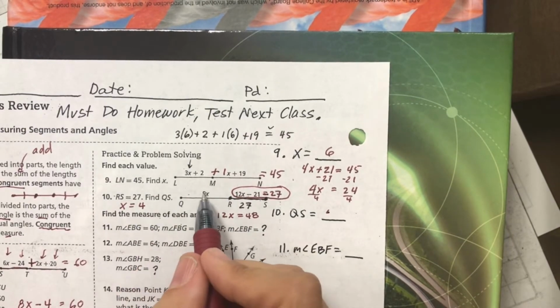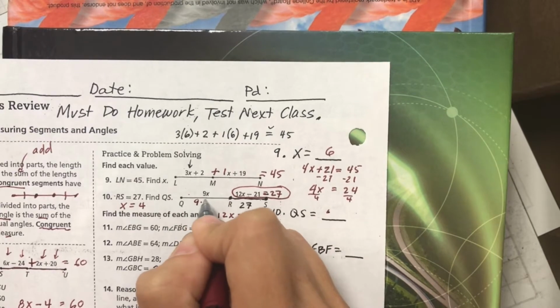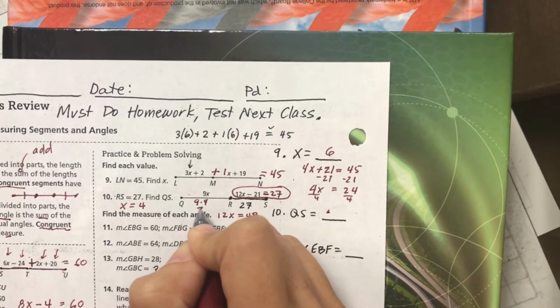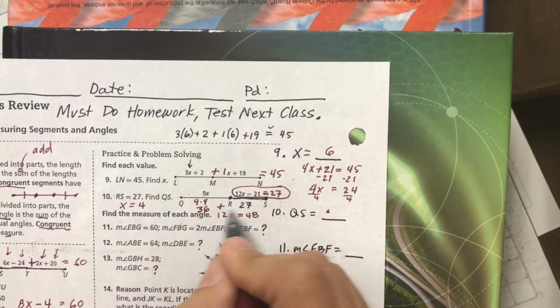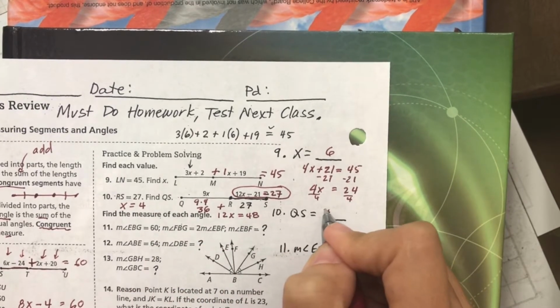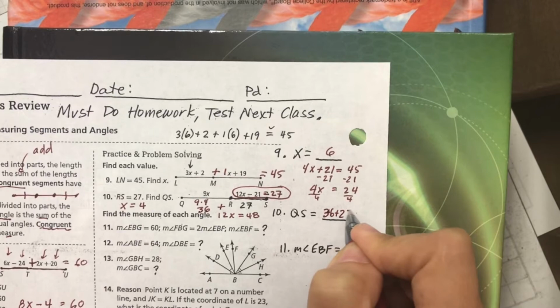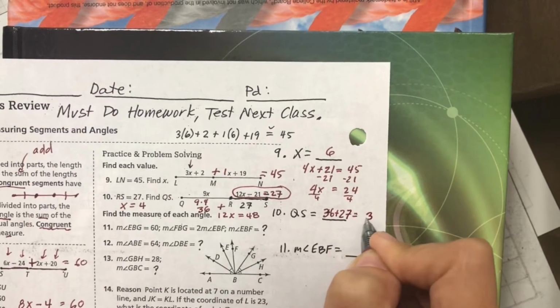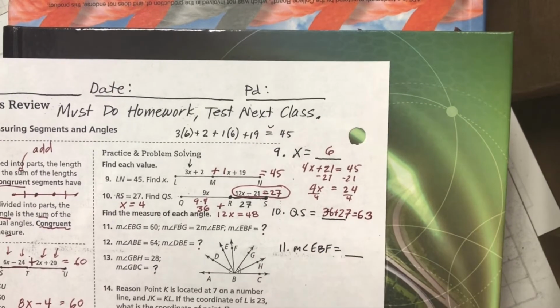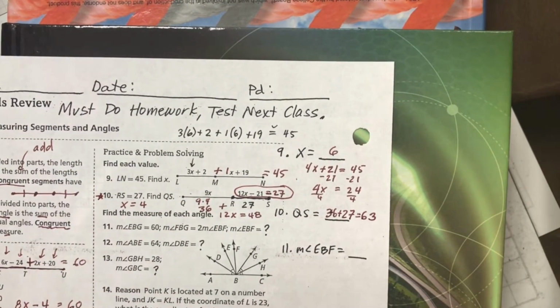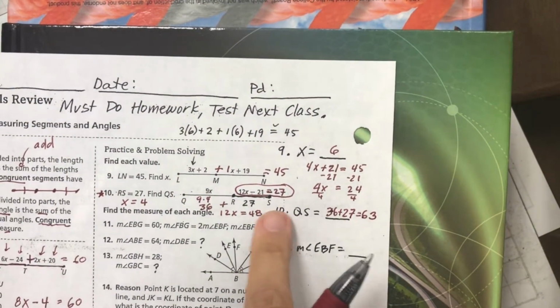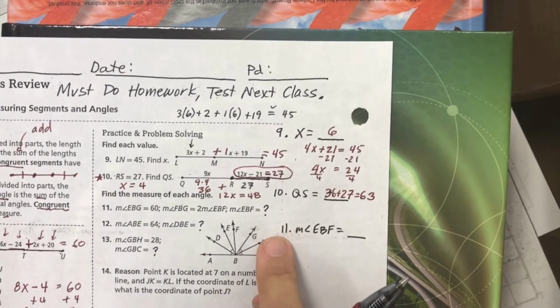9, if x is 4, 9 times 4 is 36. And we know that's 27, so the whole thing should be 36 plus 27. Equals 63. That one's kind of hard. It's kind of a hard one. Probably won't give one that hard, but that's a good challenge question.